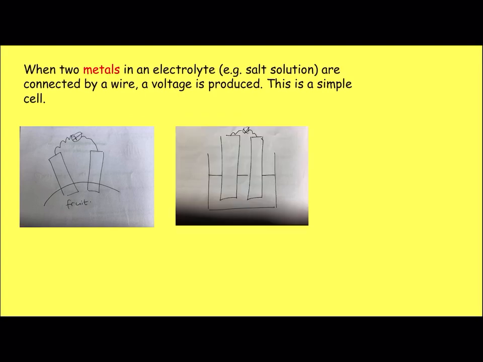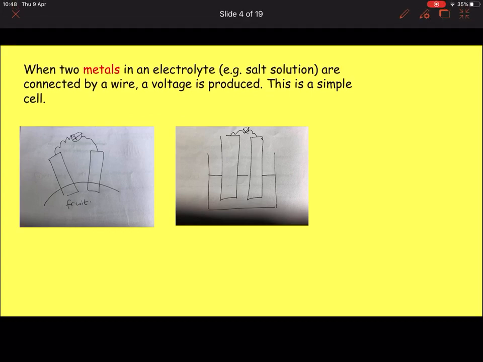Now, if you want to do it in a more organised way, rather than using fruit, we can use two different metals in an electrolyte. So an electrolyte is a solution that contains ions. And you might remember from the bonding topic that if a solution contains ions, it will then conduct electricity. So this is two different metals in an electrolyte connected to, now I've used a light bulb, but equally we could use a voltmeter if we wanted to measure the voltage.